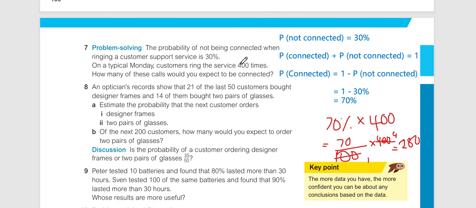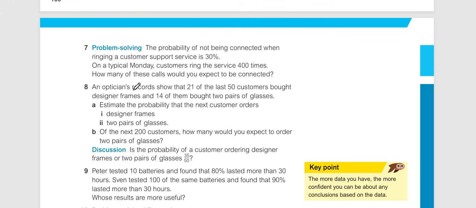Is this clear? So this is the question we are discussing. This is the answer. This part I have given using the basics of the probabilities. Just as a revision, I am writing it here so you can refer to how I got this percentage and how I used it to calculate the connected calls of the 400 times they rang the service.